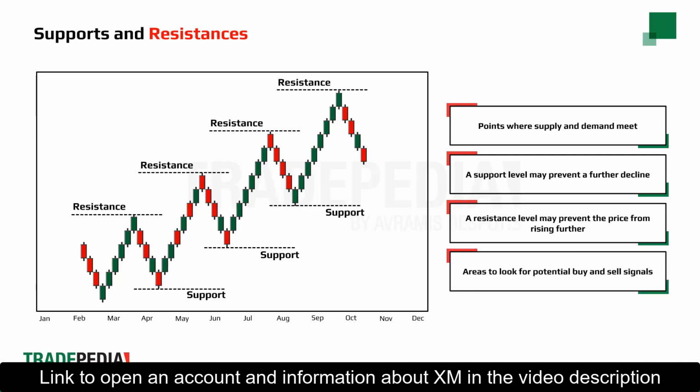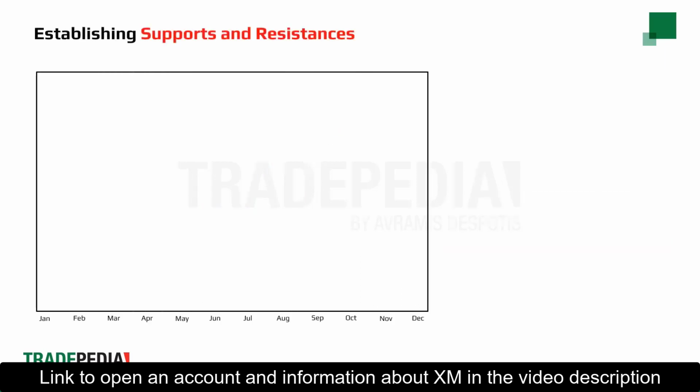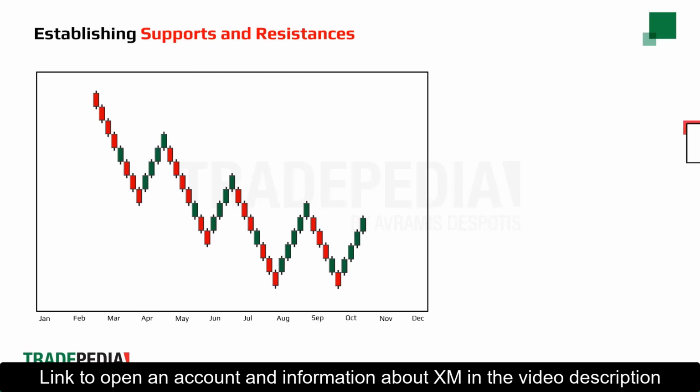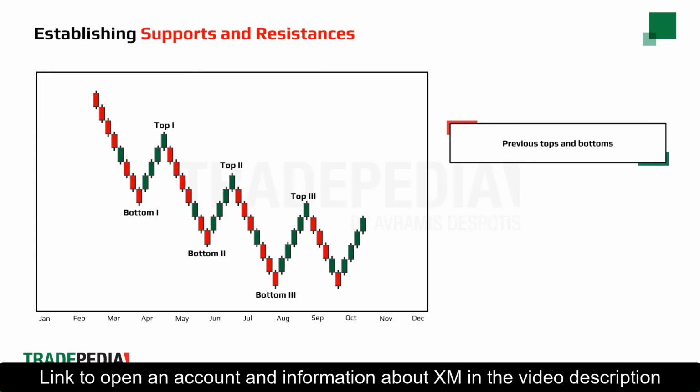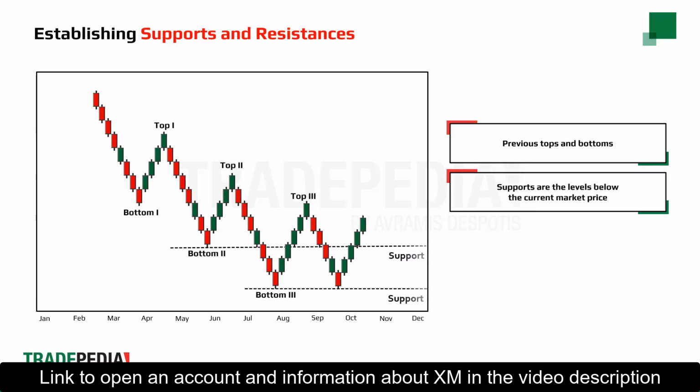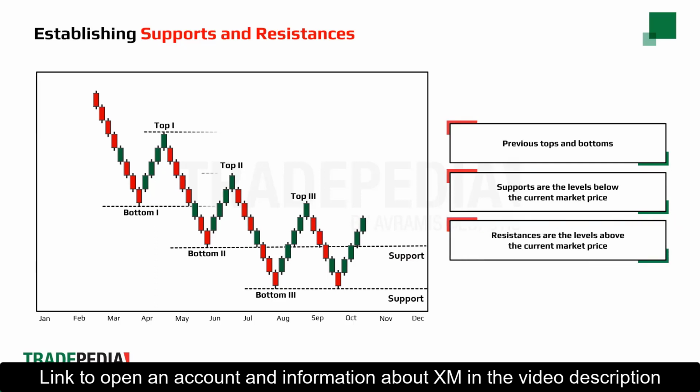Traders use supports and resistances as areas to look for potential buy and sell signals. The most popular way of establishing supports and resistances is to use previous tops and bottoms, or reaction highs and lows. Supports are all the possible levels below the current market price, and resistances are all the possible levels above the current market price.